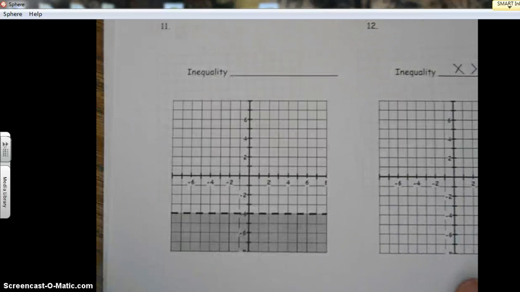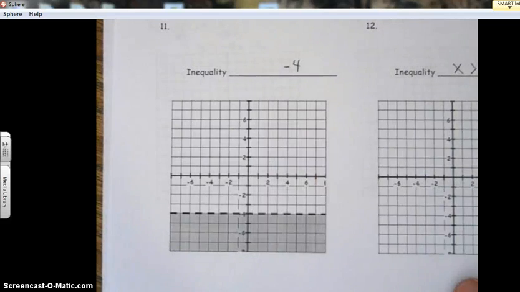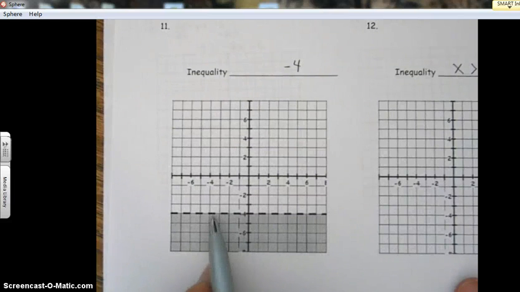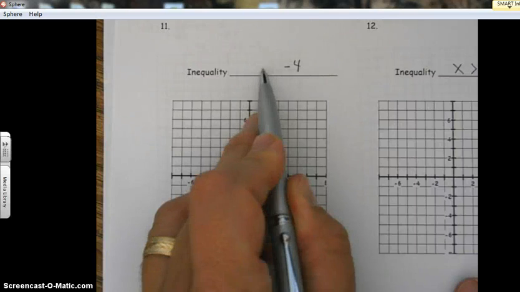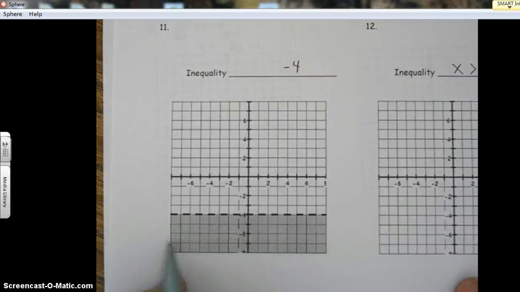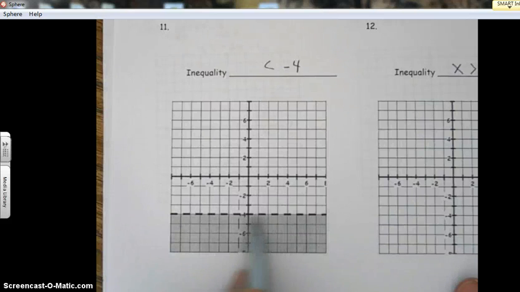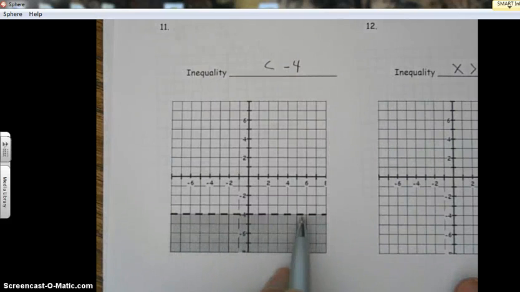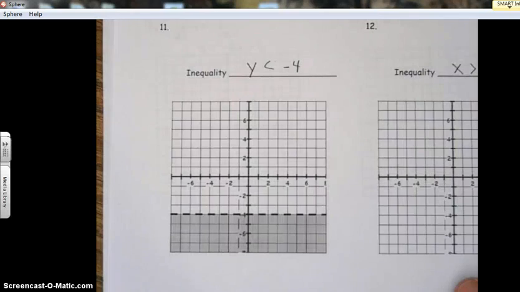And this one, notice we have a y-intercept of -4. Notice that our slope is what? That's right, 0. So I don't have to put 0x here, okay? Because 0 times x is 0. And we're shading below, so we're going to have a less than. What do you think? Equal or not? Correct. It's not equal. So y is less than -4.